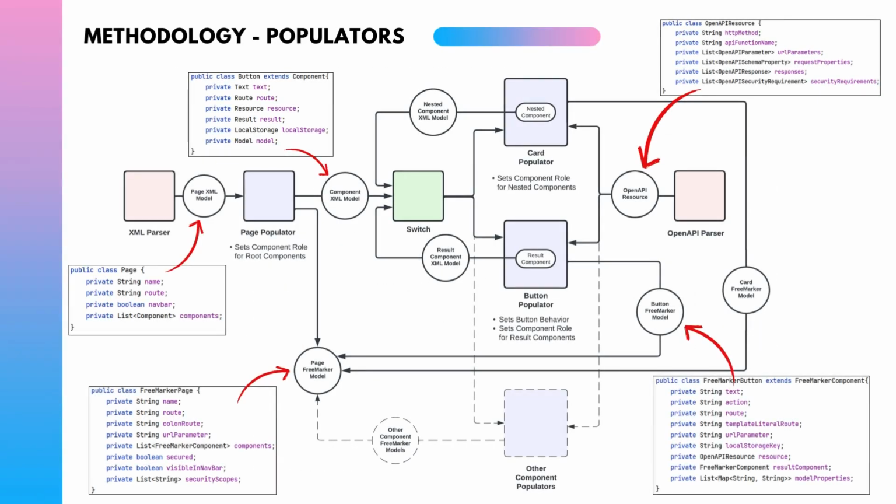This diagram explains how populators work. Each component type has a specific populator that defines its role and behavior. Populators are switched dynamically based on the component type.